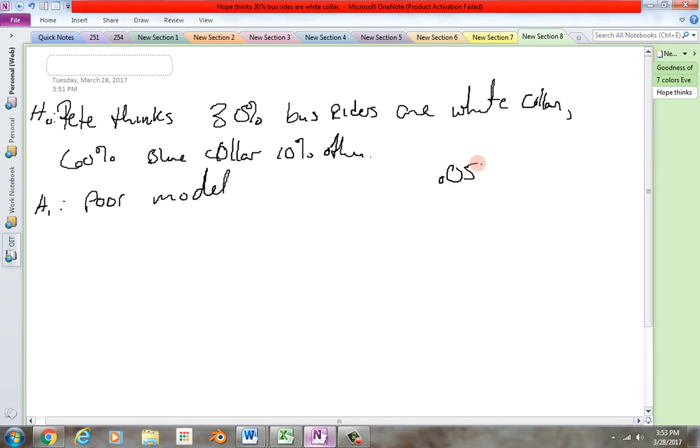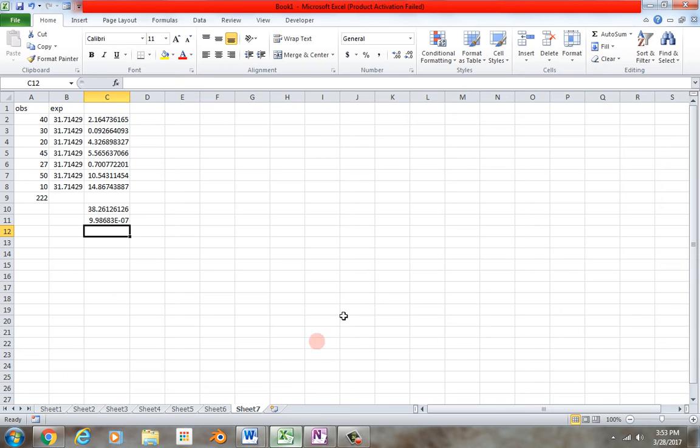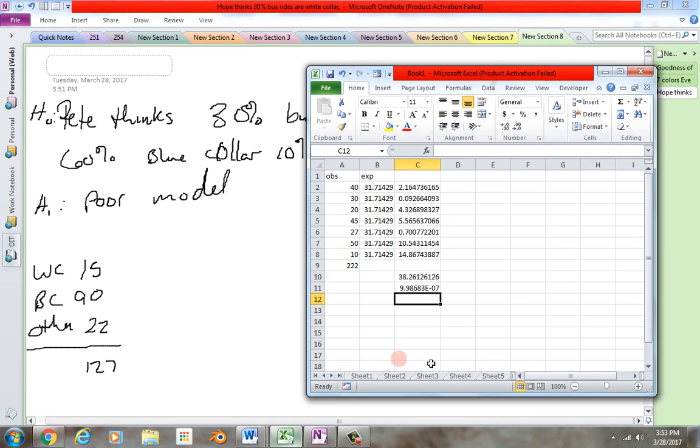Let's just do alpha's 0.05, because why not? And so, you know, here we go. So we go out and we watch one day and we find that there's 15 white collars, and blue collars there's 90, and others there are 22, for a grand total of 127 people. That's cool. Now 127 times 30%. That's what I would expect, yes?